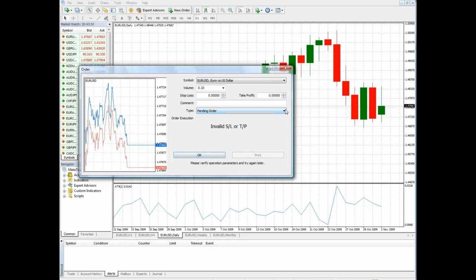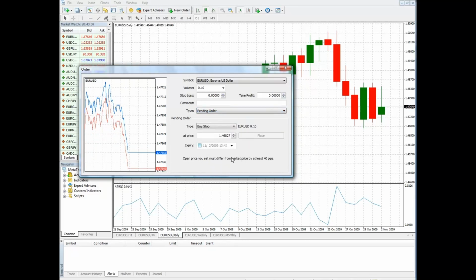What did it tell me? Invalid stop loss or take profit. I'm not trying to set a stop loss or take profit, I just want a buy stop. Open price you set must differ from market price by at least 40. This is a particular limitation of this platform, that you have to be so far away. But the price is actually 40 pips away, so I don't understand what the problem is. Let's try that again. Make sure I've got my price right. There we go. Always double check your prices, right?